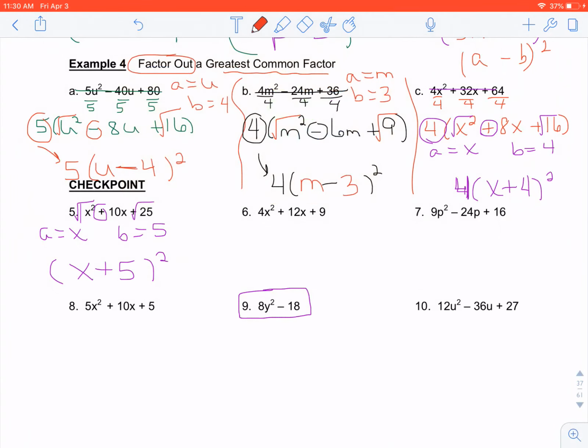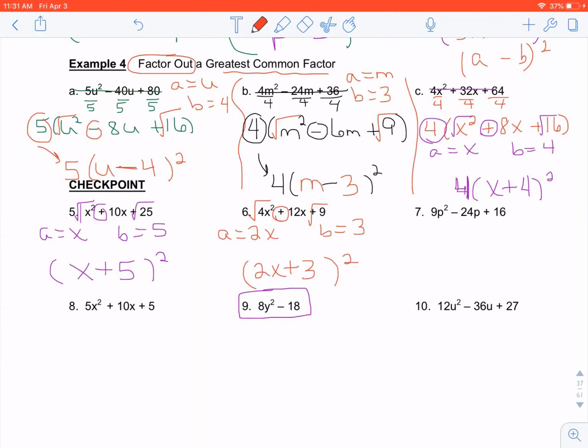Second one, GCF, 4, 12, and 9. Well, 9 and 12 are divisible by 3. 4 and 12 are divisible by 4, but they're not all divisible by the same thing, so no GCF. Plus means plus in my answer. The square root of 4 is 2. The square root of x squared is x. The square root of 9 is 3. 2x plus 3 squared.